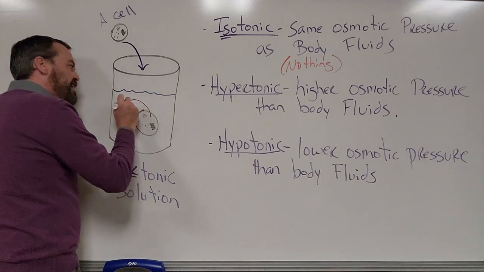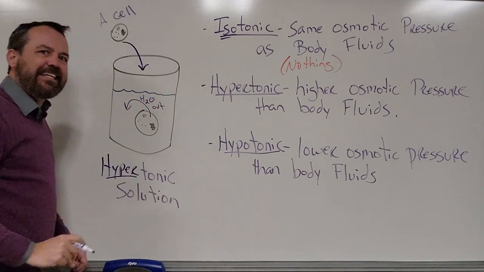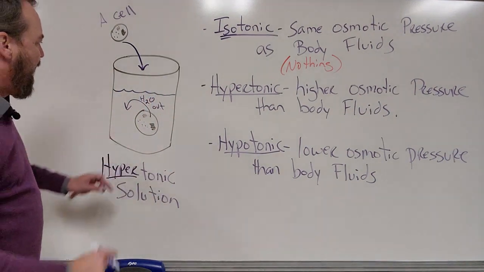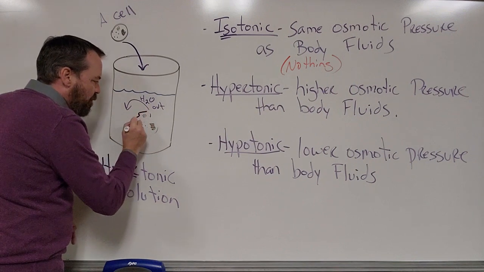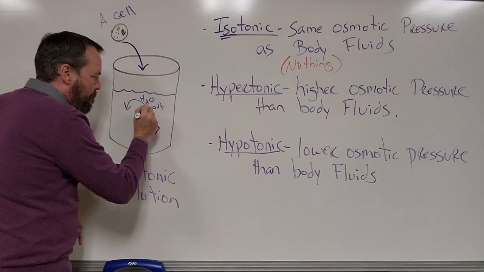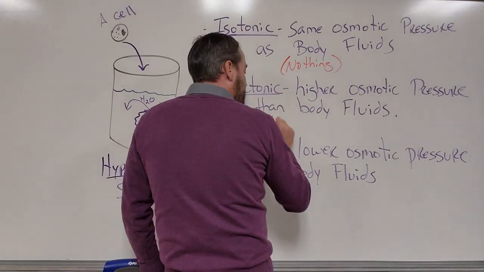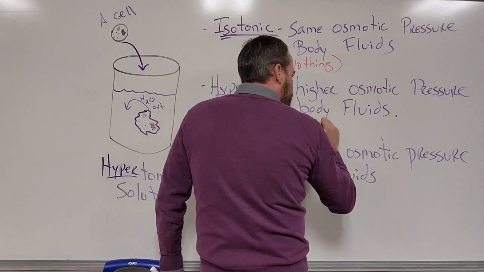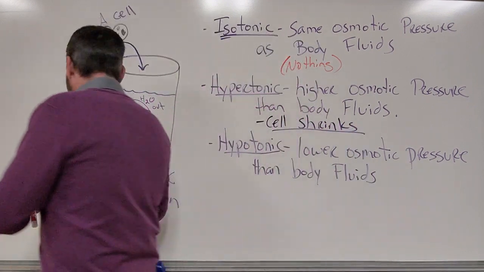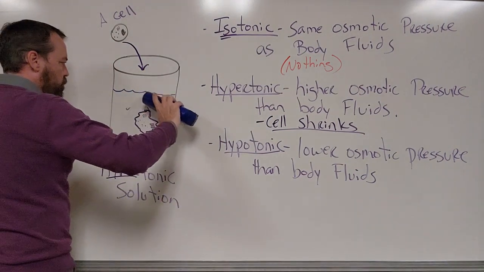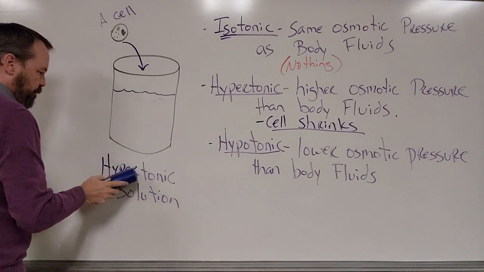So water is going to leave my cell, H2O out. Water leaves the cell, and that's going to cause our cell to shrivel up as the water starts to shrink away from it. It's going to shrivel up or shrink. So with hypertonic, the cell shrinks.